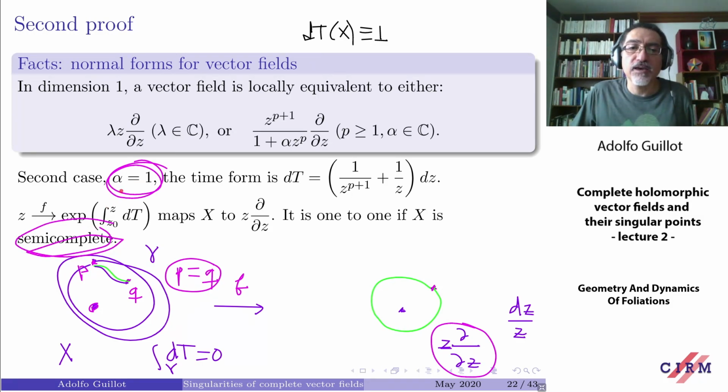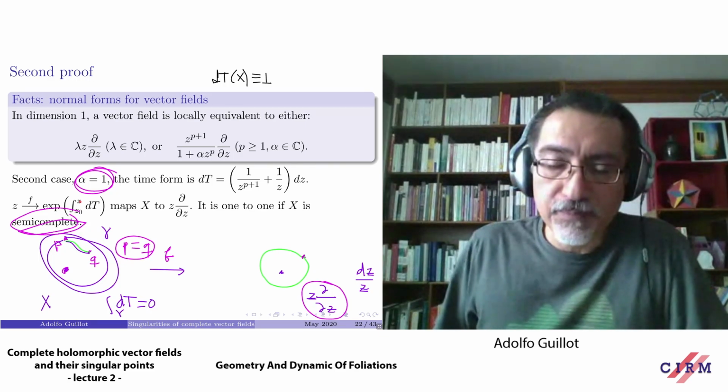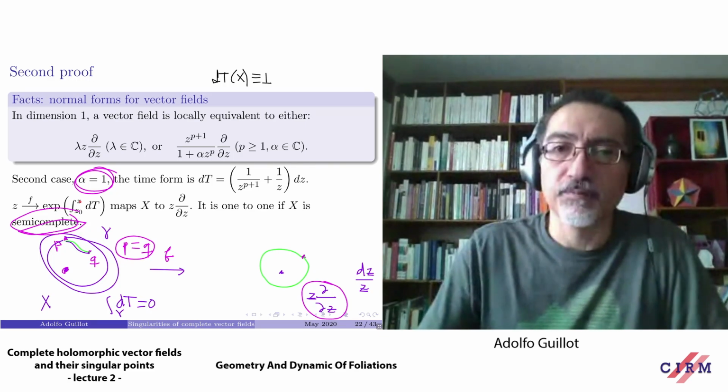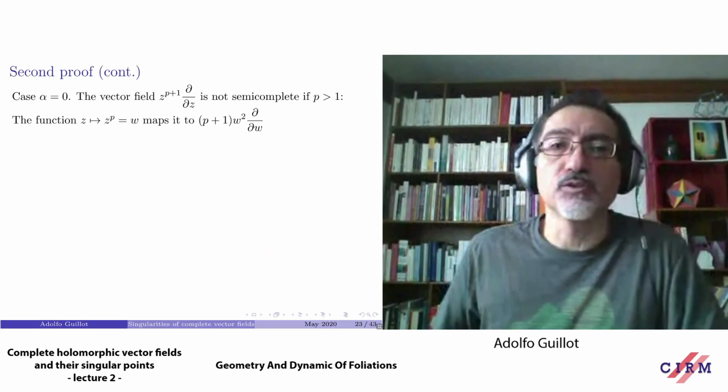So this shows that we cannot have the hypothesis of semi-completeness with the hypothesis alpha equals 1. And the same thing if alpha is non-zero. So this argument proves that if your vector field is semi-complete, then you should have alpha equal to 0. So let us show now that P must be equal to 1.